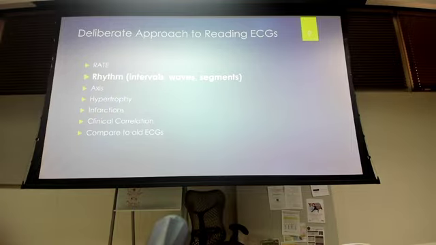We're going to continue on with our deliberate approach to reading these ECGs. We already know we're going to look at the rate as the very first thing, because a very fast heart rate or a very slow heart rate might kill you faster than heart attack. So we're going to look at that rate, determine fast, slow, normal. We're going to look at that rhythm. And in that rhythm, we've got to look at all the different intervals, waves, and segments.